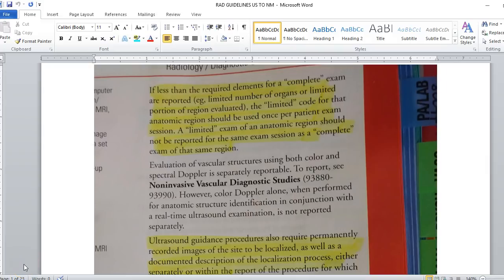Hello coders, and this is part 2 of Radiology Guidelines. We are starting on page 467 in your code book, and this is starting with Diagnostic Ultrasound.